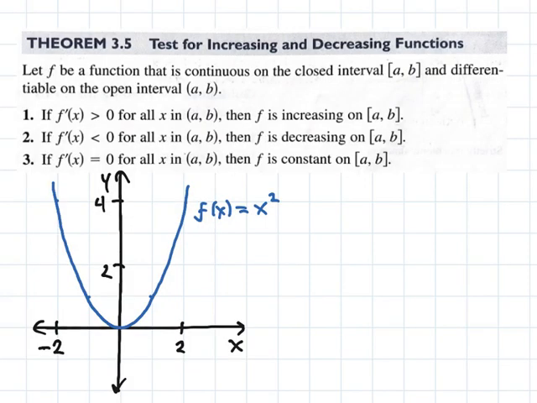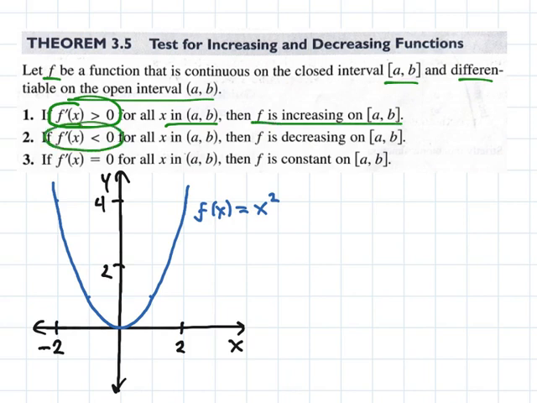In Calculus AB, we learned about the test for increasing and decreasing functions. Let f be a function that is continuous on the closed interval from a to b and differentiable on the open interval from a to b. If the derivative is positive for all x in an interval, then the function f is increasing on that interval. If the derivative is negative on an interval, then the function is decreasing on that interval. If the derivative is 0 on an interval, then the function is constant on the interval.